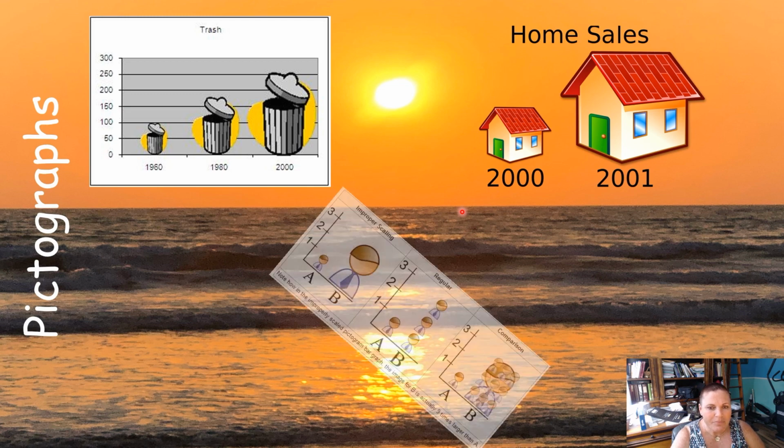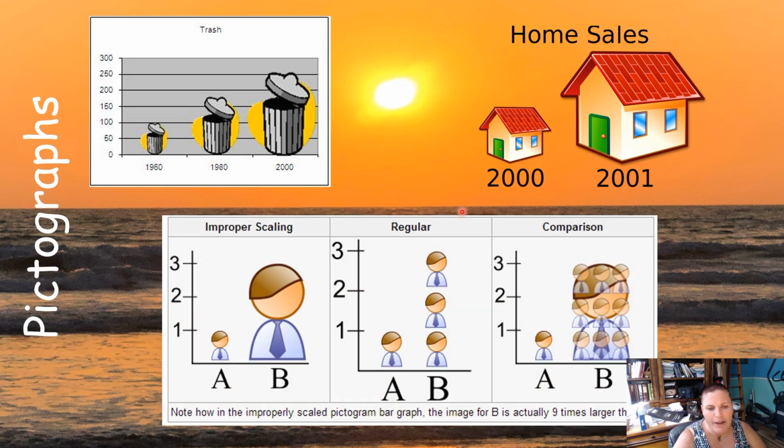So here's kind of a cool graphic. This kind of improper scaling, where this is this gigantic person, when it really should be the same size. If you're going to use a pictograph, you use the same size. Because look, you can fit about 9 little people into the big giant person.